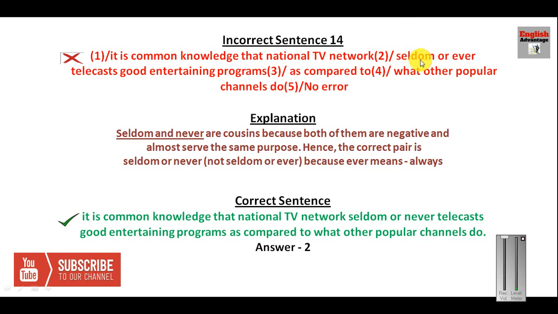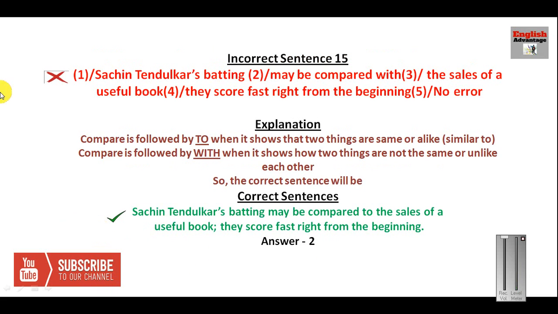Now in this pair, seldom is a negative word and ever is a positive word, and you cannot put them together. So the correct pair is seldom or never. So this is the wrong part here. So the answer will be 2. Now let us look at the next sentence.